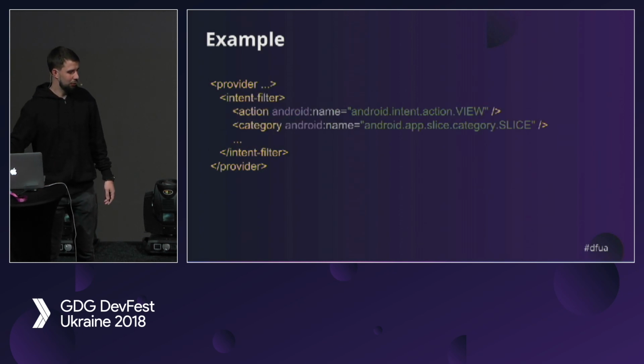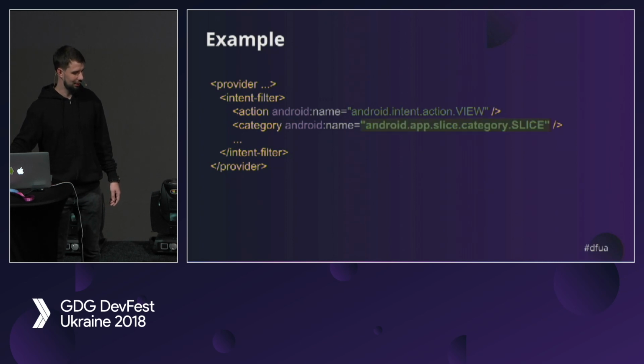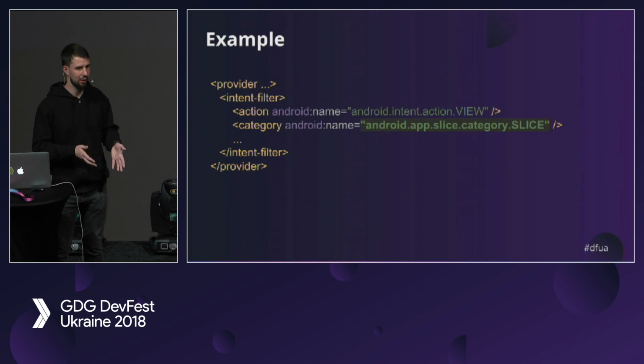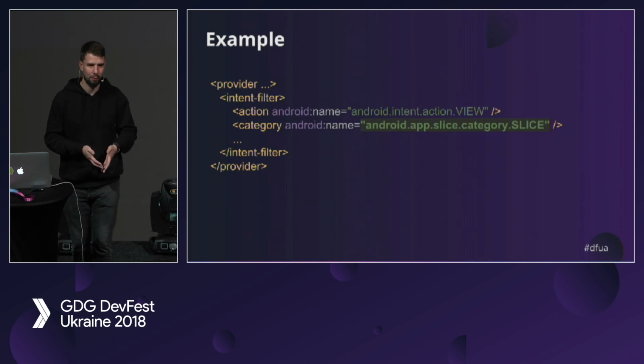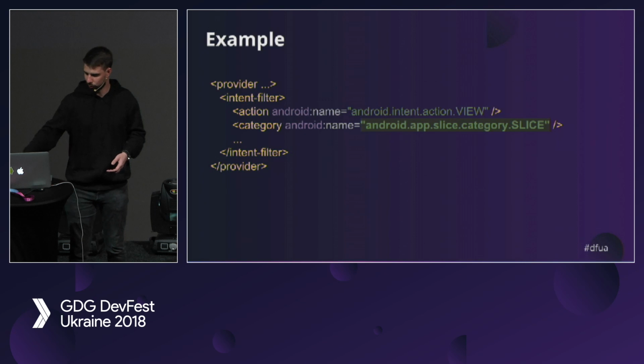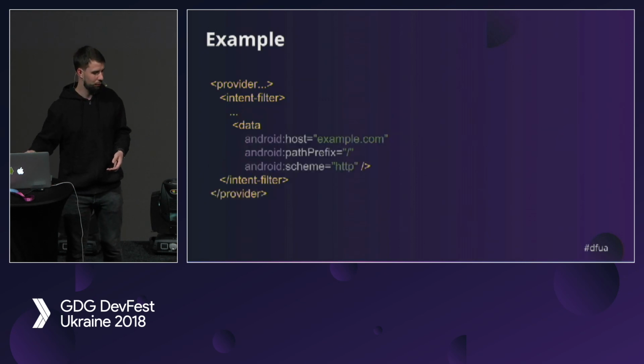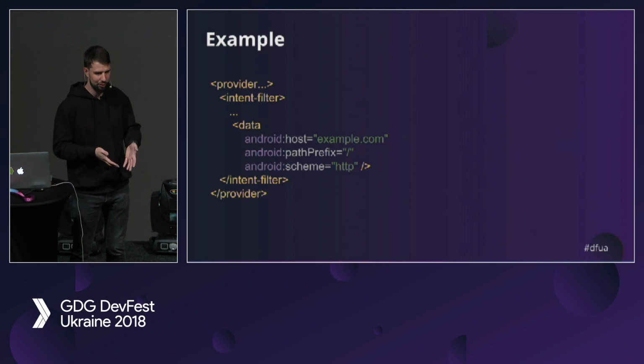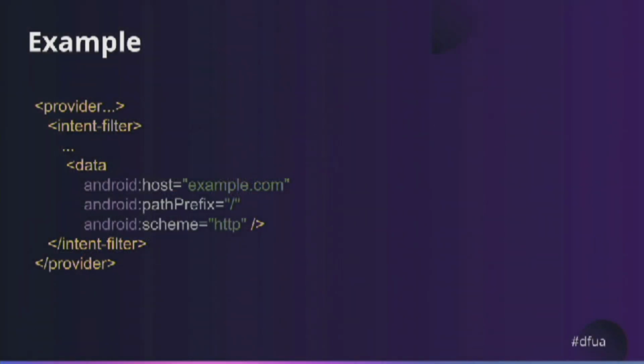Also, it will add an intent filter, which means that we can, using this category, find our slice from any third-party application. And it will also put some data to run it from a URL, which means that you can run your slice not only from some specific API, but also by clicking on a URL, which could be useful.